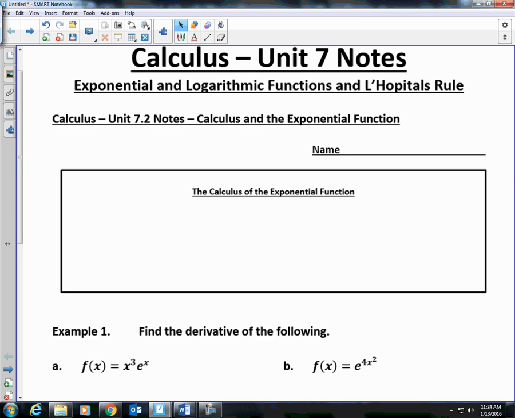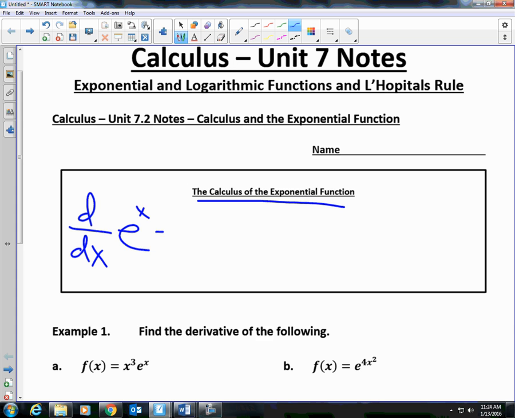So the calculus of the exponential function, and the calculus means the derivative. If you want to see this proof, you can check in your book or see me after school. But the derivative of e to the x is the most wonderful derivative in the world. The derivative of e to the x is e to the x. And so for all that time you spent in college algebra asking yourself, what's the point of e and why do we do natural log? It's such a nice function because the derivative is itself. Is that nice?